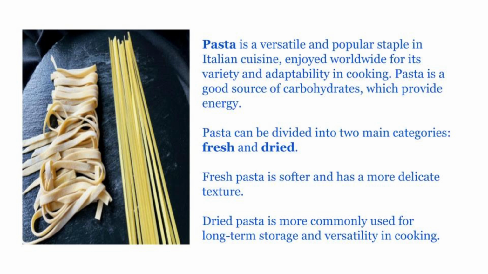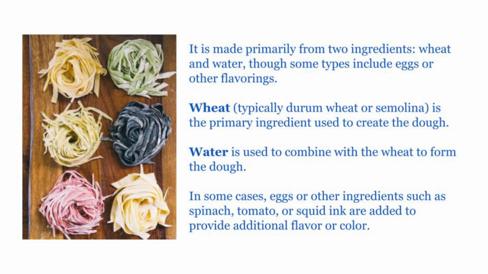Pasta can be divided into two main categories, fresh and dried. Fresh pasta is softer and has a more delicate texture. Dried pasta is more commonly used for long-term storage and versatility in cooking. It is made primarily from two ingredients, wheat and water, though some types include eggs or other flavorings.